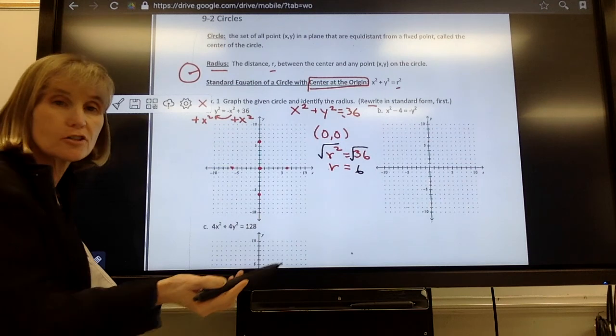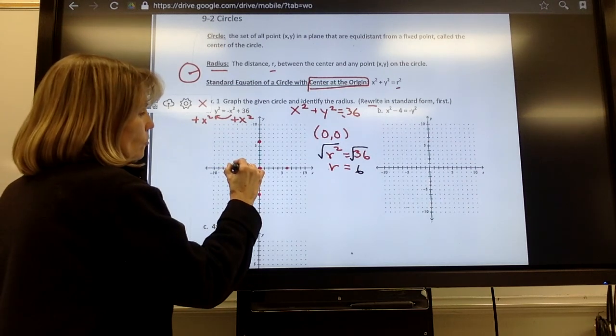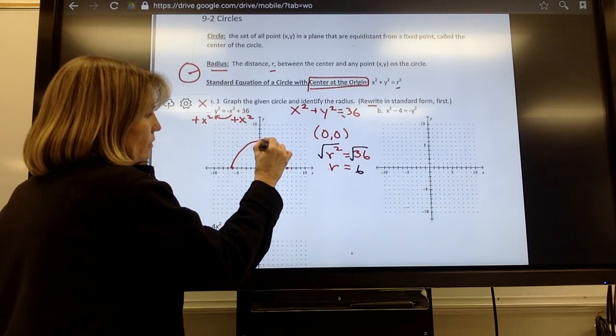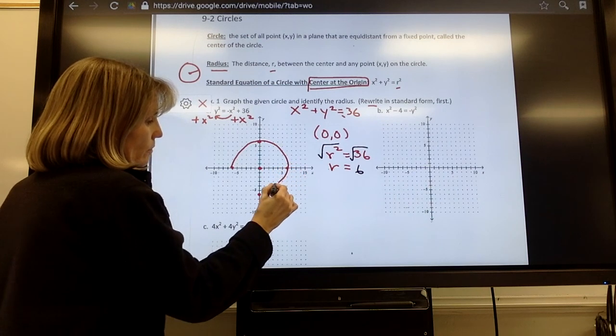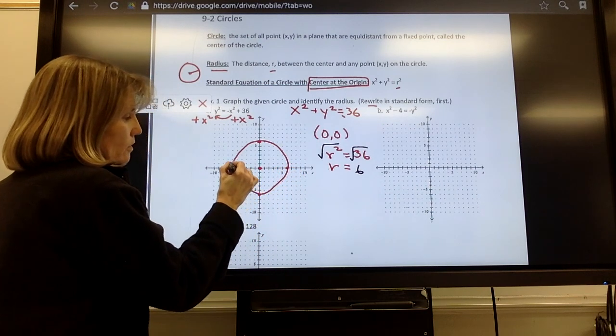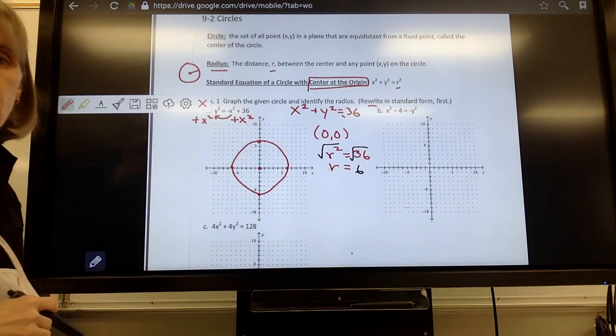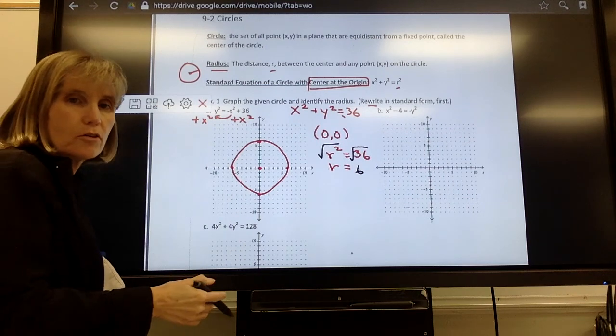Now it's really hard to draw a circle. Do the best you can to create an arc that goes around and catches each one of those points. Okay, there's my circle. Again, it's not perfect, but do the best you can.